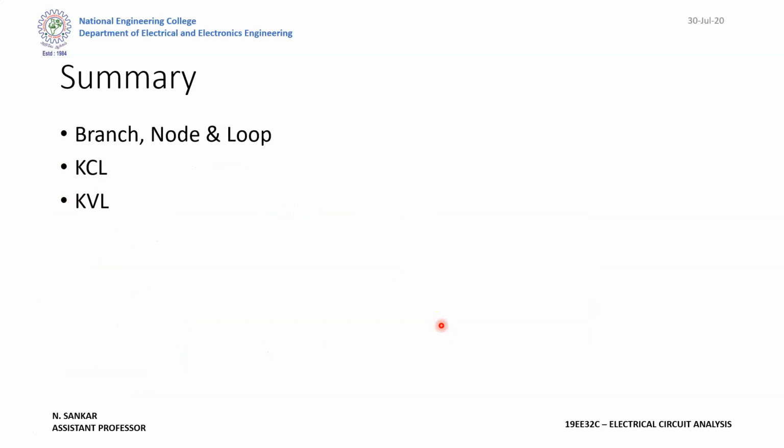So these are the things covered in today's lecture. We started with what is a branch, node and loop, and we saw two examples on the same. Then we moved to Kirchhoff's current law, which is mainly on nodes and follows the law of conservation of charge. Then we moved to KVL, Kirchhoff's voltage law, which follows the conservation of energy, and here we are mainly focusing on the voltage drops around the loops.